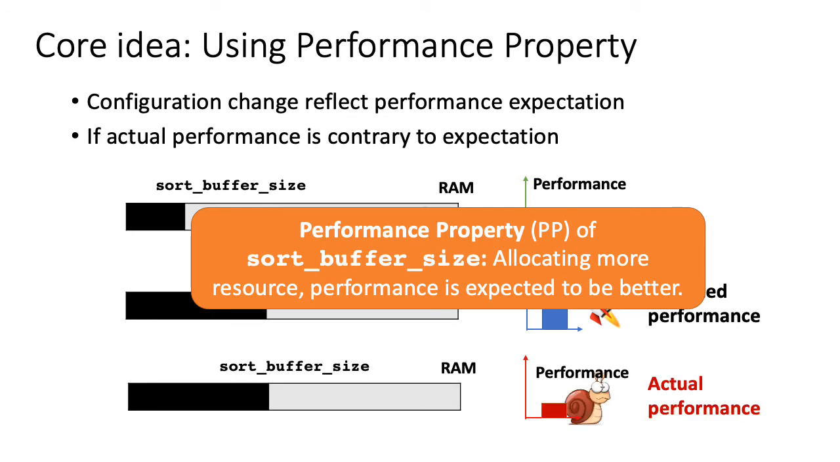So our main idea is that when the actual performance is contrary to the expected performance, in other words, it violates the performance property, it probably locates a CP bug. And we argue this counterintuitive behavior can serve as a performance test oracle to effectively expose CP bugs.